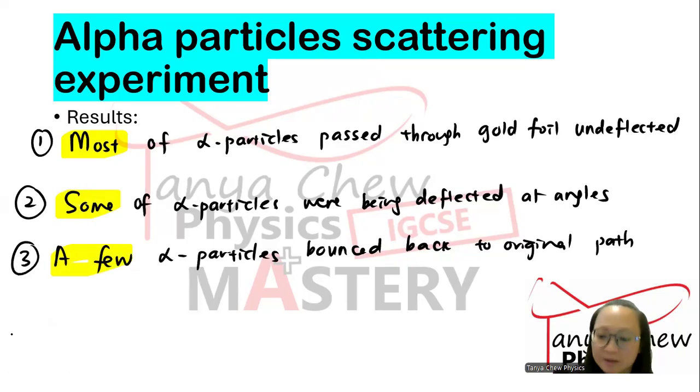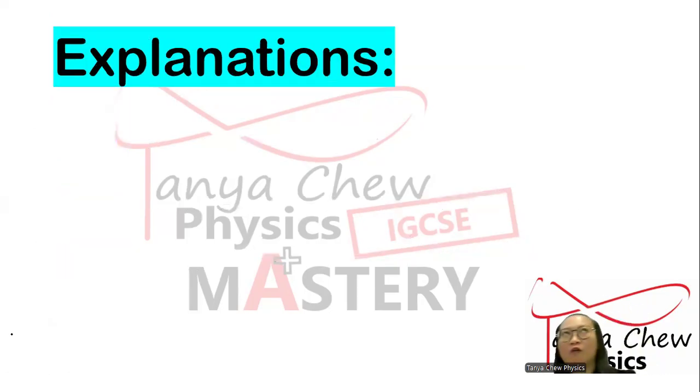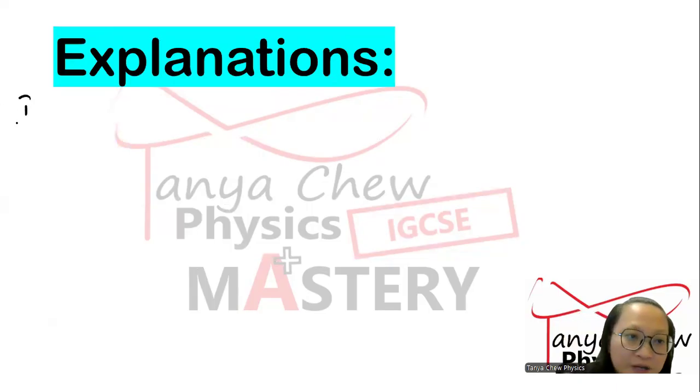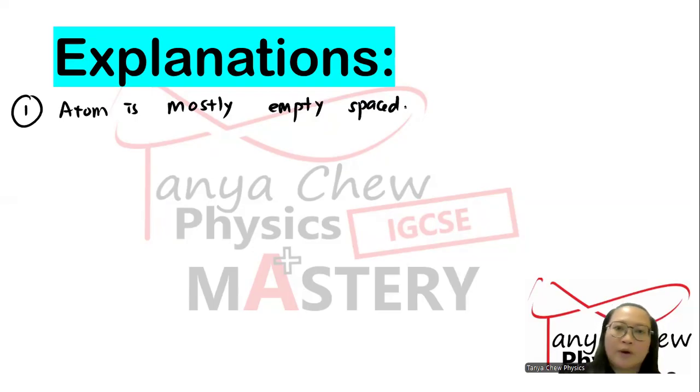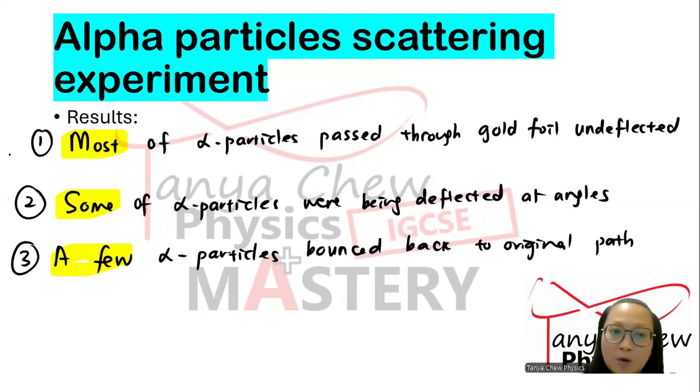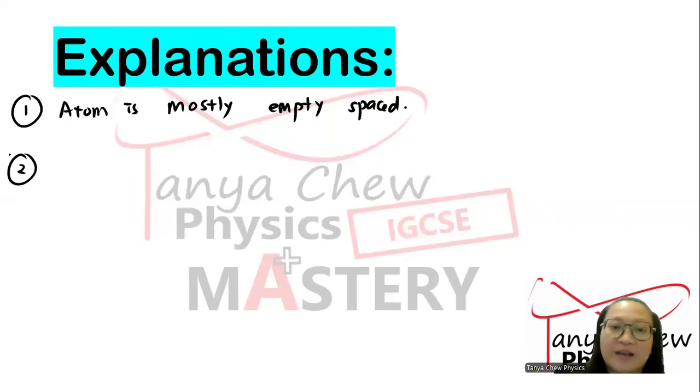So let me give you the reason. Why do most of the alpha particles just pass through undeflected? It is because the atom is mostly empty space. There's nothing, just vacuum. So that is why most of the alpha particles just pass through undeflected. Some of the alpha particles were deflected at angles. Why? Because the nucleus is positively charged.